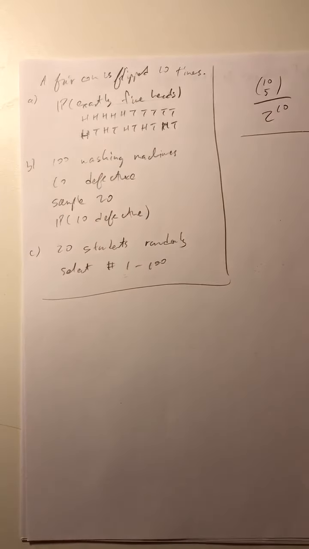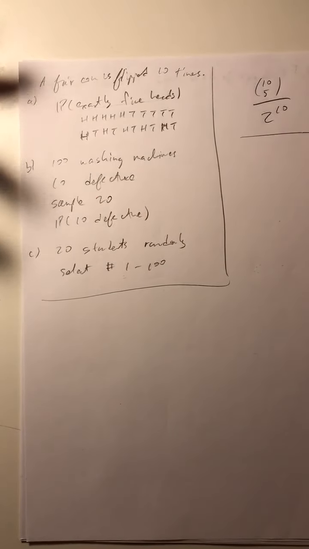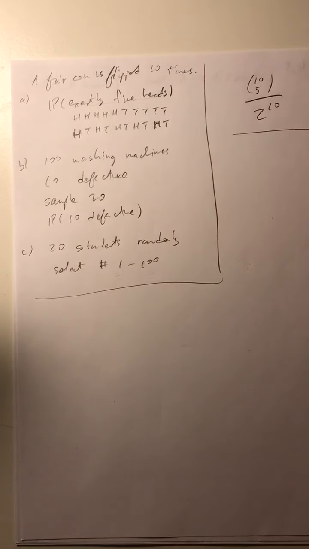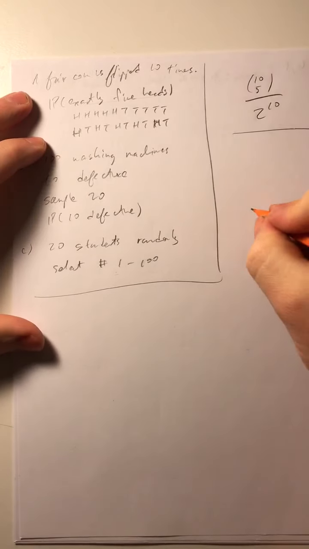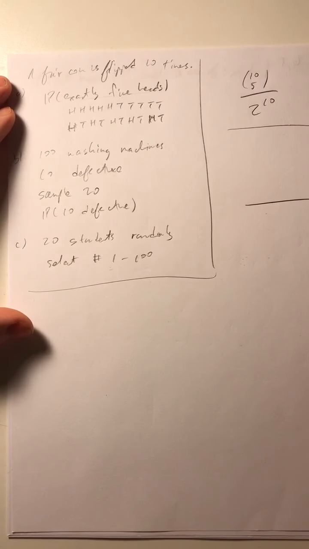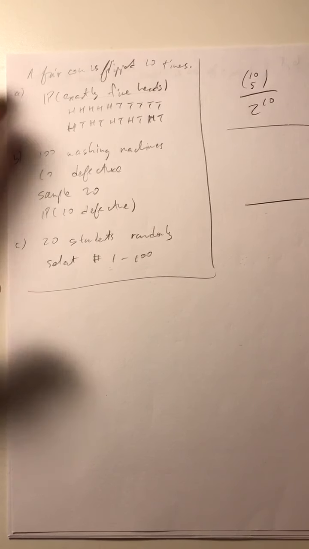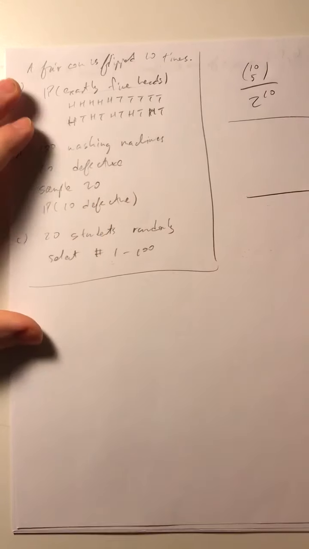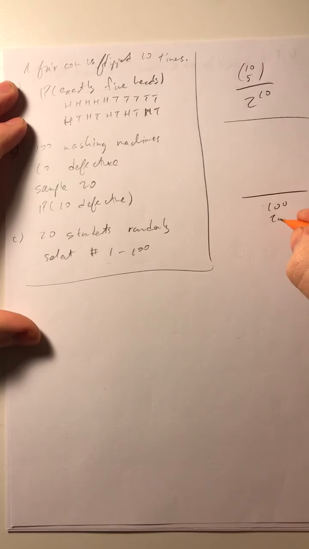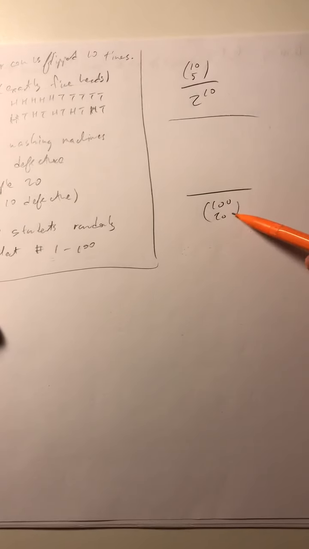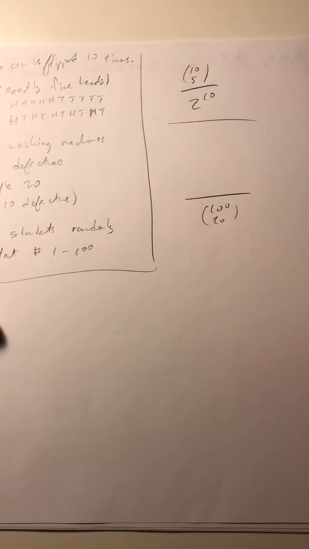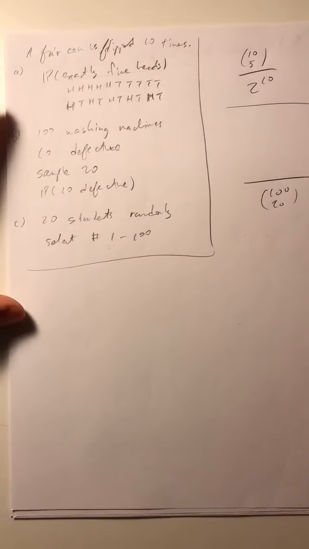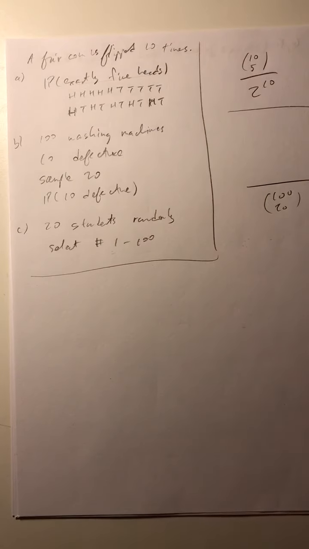So I have 100 washing machines, and I have 10 defective washing machines, and I'm going to reach in and grab 20 washing machines at random. What's the probability that 10 of the 20 that I grabbed are defective? So this is a hypergeometric distribution problem, as we talked about. Basically I have 100 washing machines, and I'm going to grab 20. How many different outcomes could there be? Well, there are 100 choose 20. There are this many ways for me to reach into my group of 100 washing machines and grab 20 of them.